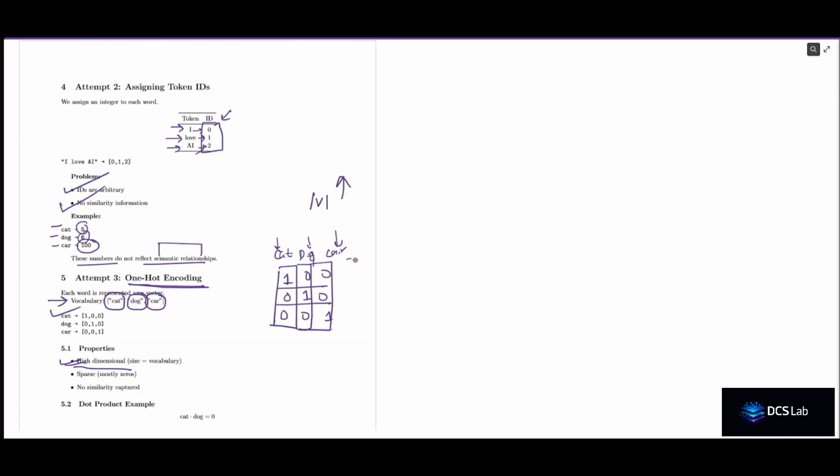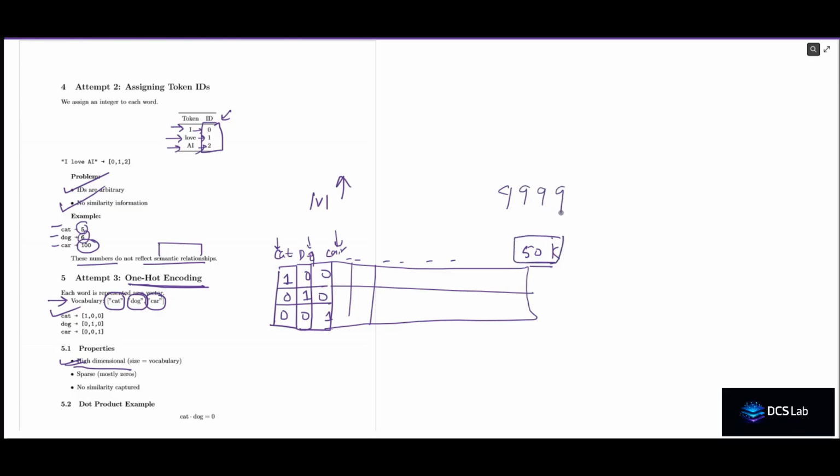What if I have 50,000 words in the vocabulary? GPT actually has around 50,000 words in the vocabulary. In that case, you'll have a huge matrix. Just for representing cat, if the vocabulary size is 50,000, then 49,999 zeros will be there, isn't it? Everywhere you'll just give zeros, and just at this place you'll be giving one.